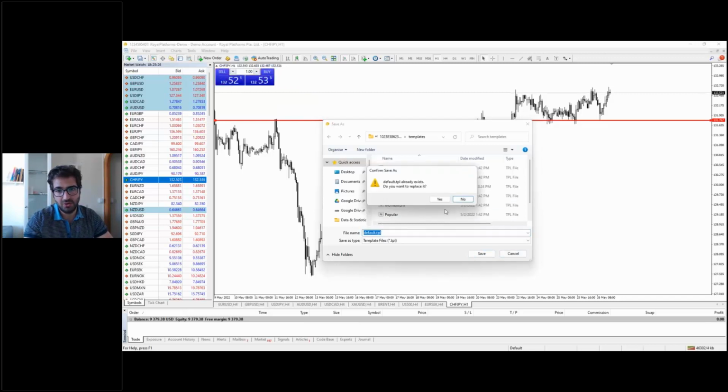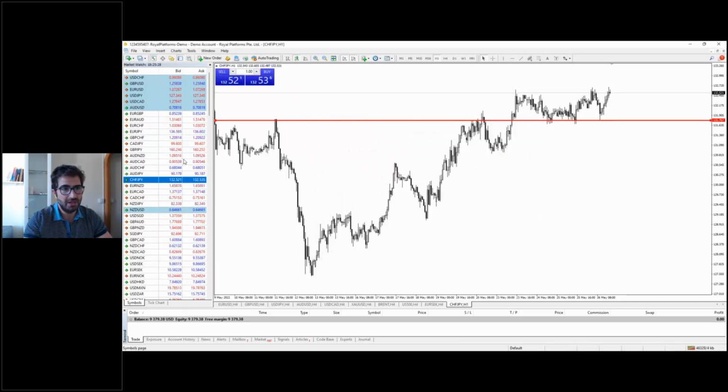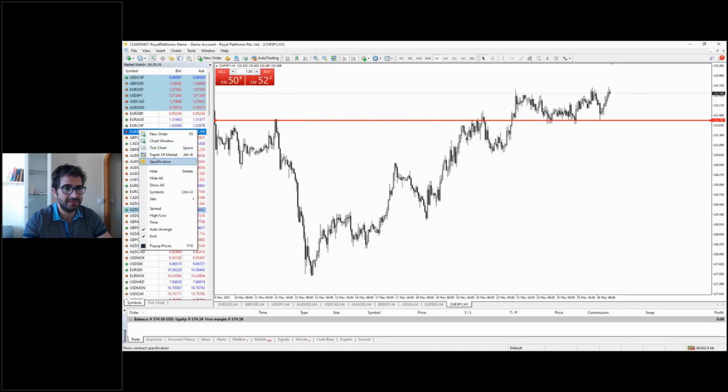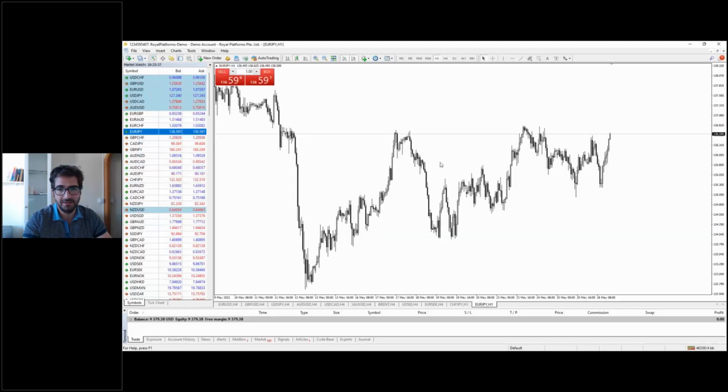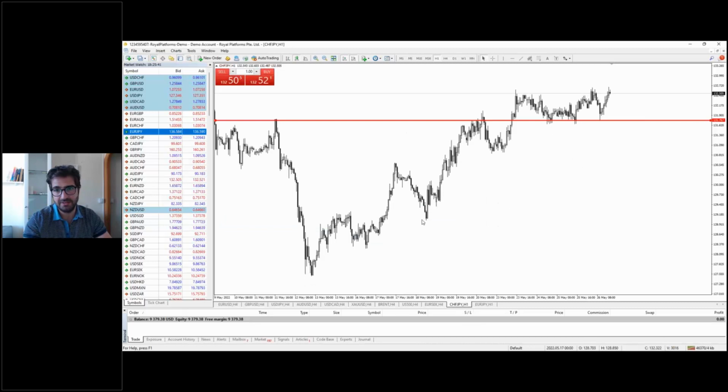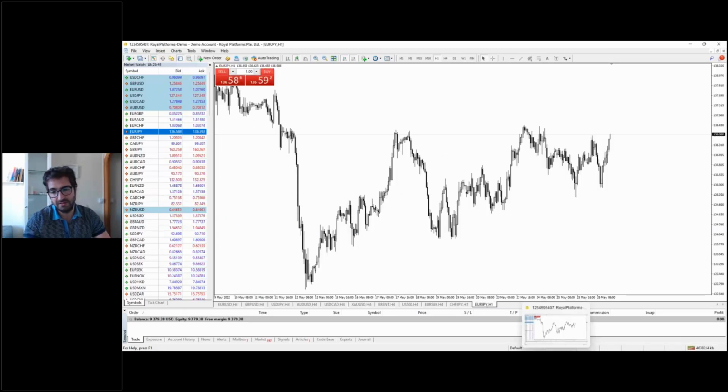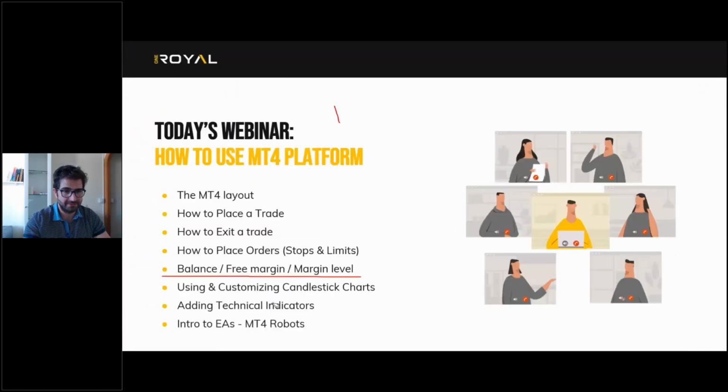Now every time you open a new chart, it will have the same color and background, and the same colors even for the bars. Let's say we need to open a new chart here. You will see that it has a similar background and colors as the previous one. So this is a very good option, so you don't need to change the color every time you need to trade a new asset.